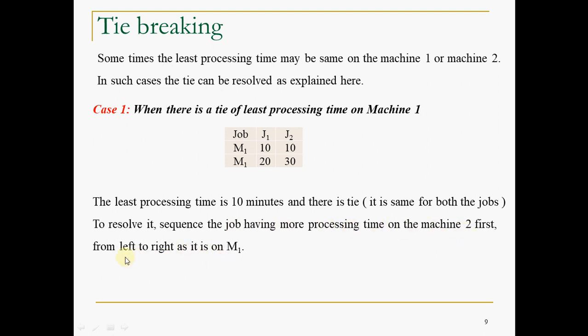Why are you sequencing it from left to right? It is because the tie is pertaining to machine 1, no? When it is on machine 1, you have to sequence from left to right. Okay, by doing that, J2, then J1. This combination you have to take.